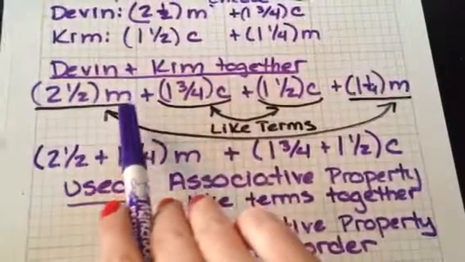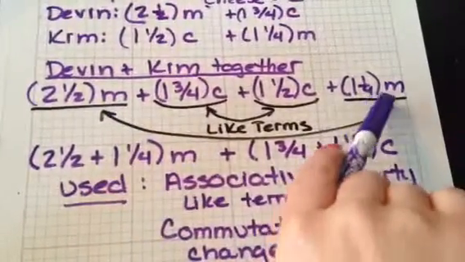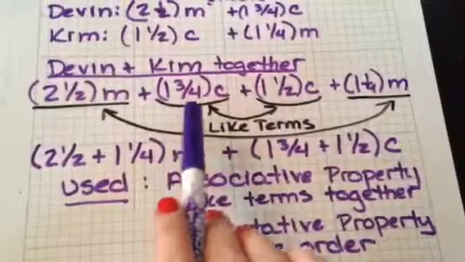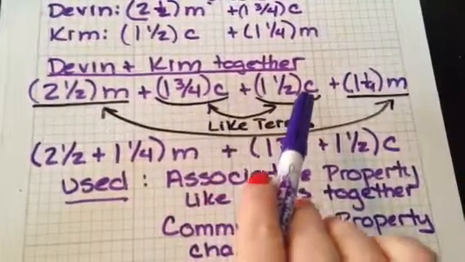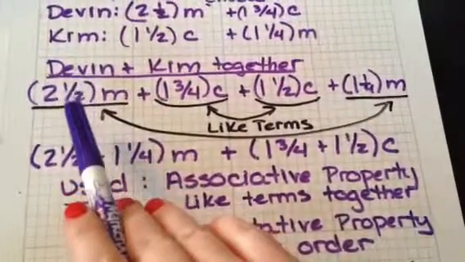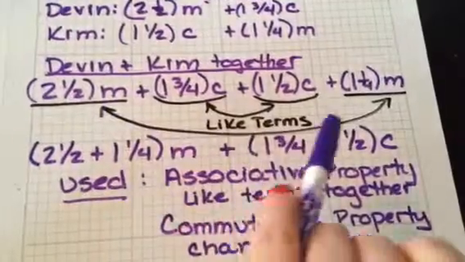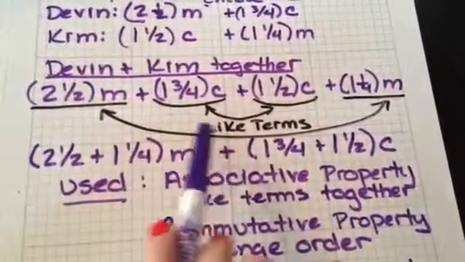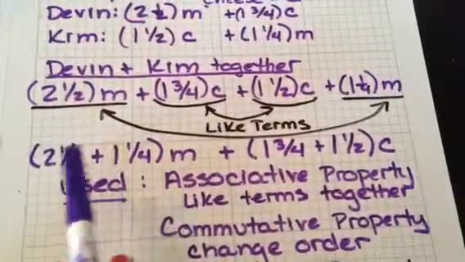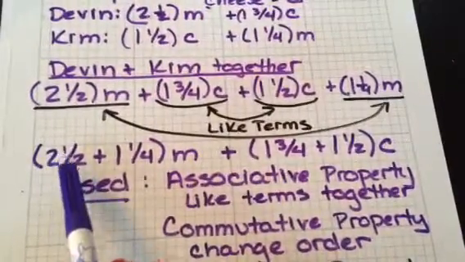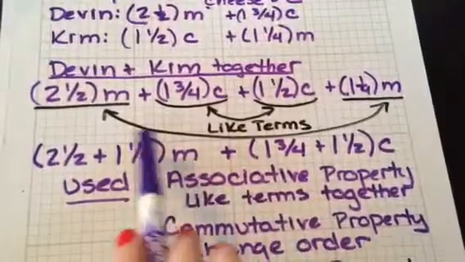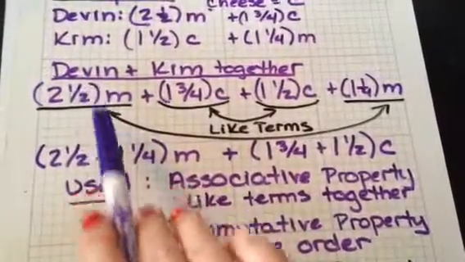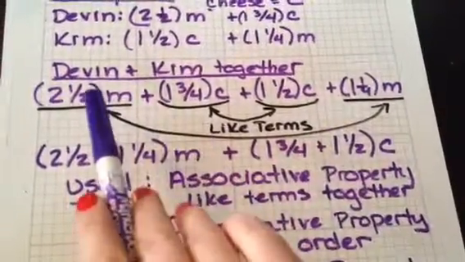So every term that has an M is a like term, and every term that has a C is a like term. So this 2 1/2 M we can combine with this 1 1/4 M. And I did that right here. I used my distributive property and I said 2 1/2 plus 1 1/4 in the parentheses and M. So that's these two terms together.